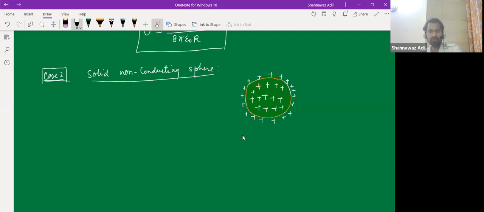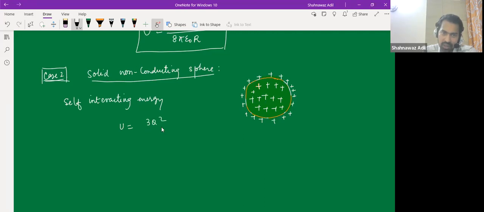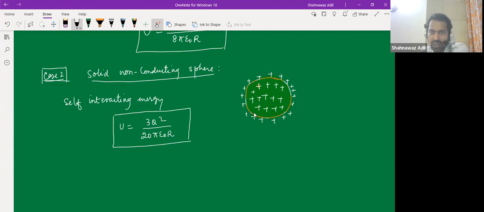Okay, so for this case, the self-interacting energy U equals 3Q square by 20 pi epsilon naught. So this is for the case of the solid non-conducting sphere. Is this clear?